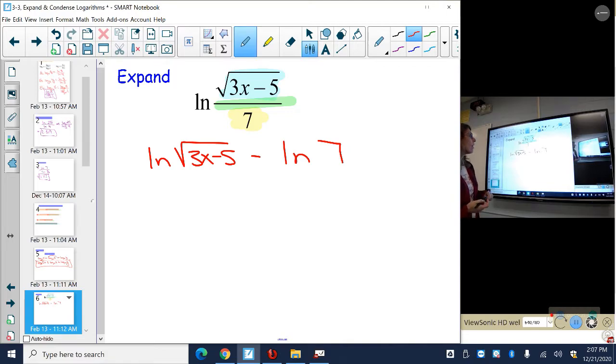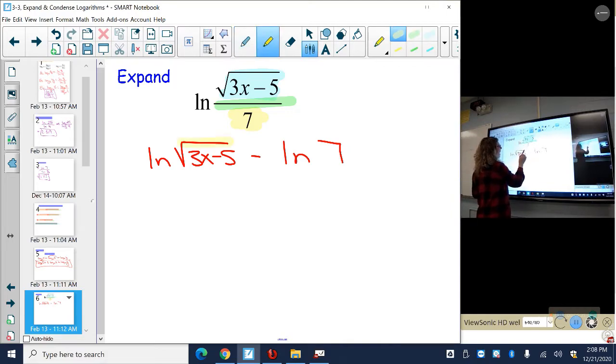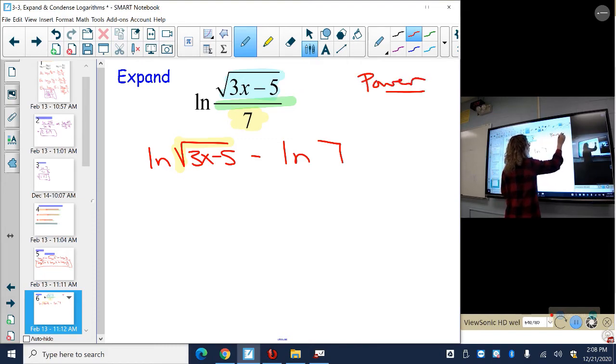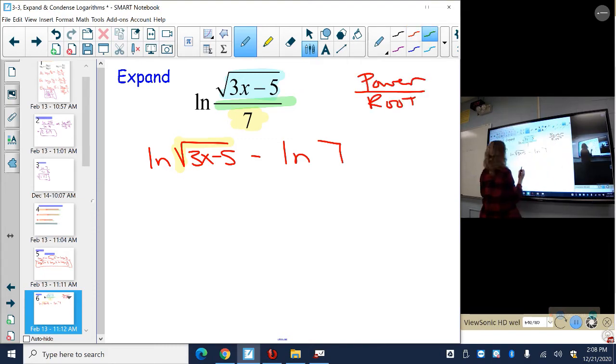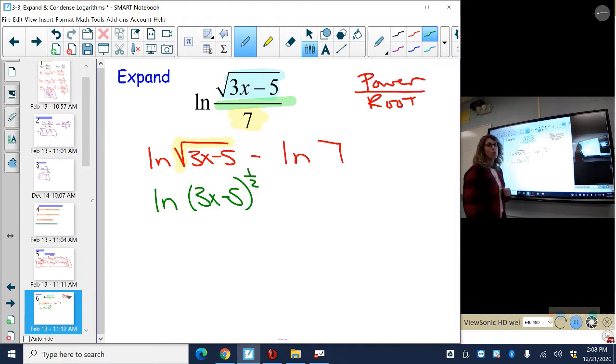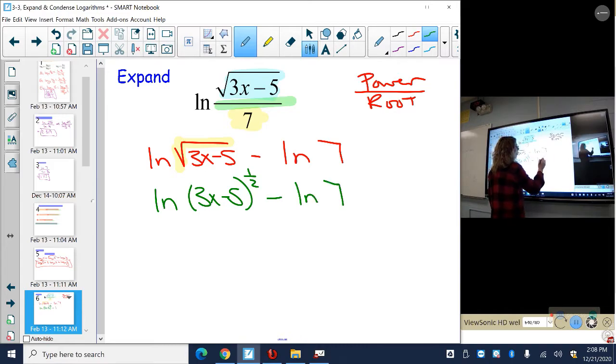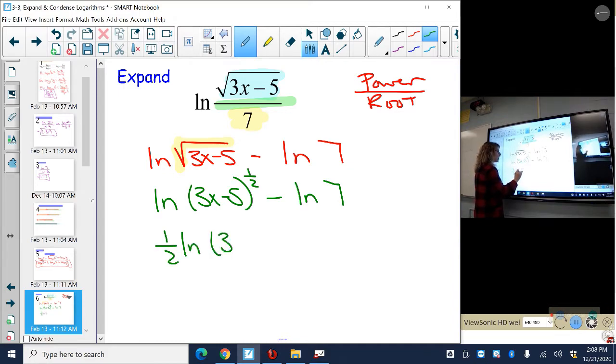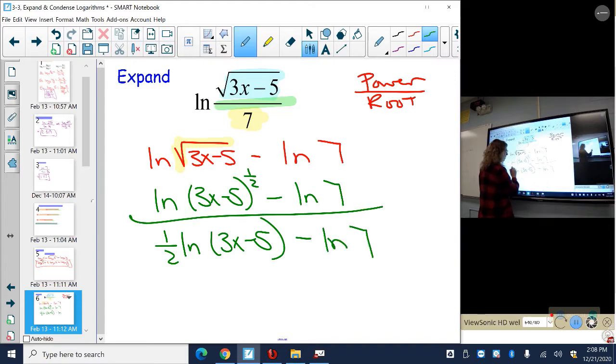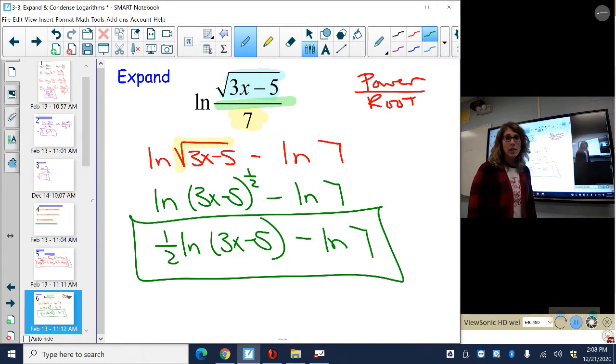Okay? Then I look at this and I say, hey, that is a very weird thing. It's the square root symbol. Well, the square root symbol can be replaced by using power over root, which means this is the natural log of 3x minus 5 to the first over 2 root. Power's 1, root is 2, minus the natural log of 7. Now I can take this 1/2 and put it out in front by multiplication, keeping parentheses around the base of 3x minus 5. And then this is the complete expanded form.